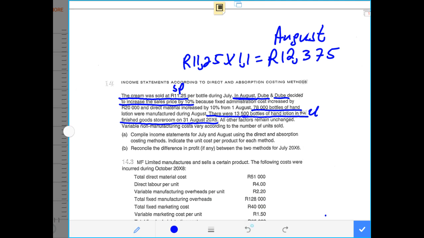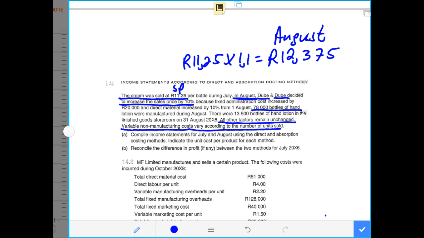So now we see that we are given the production and we are also given the closing inventory. And it further says that all other factors remain unchanged. Variable non-manufacturing cost varies according to the number of units that were sold.